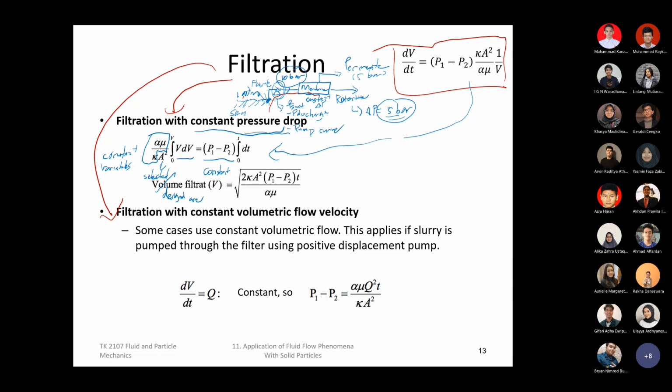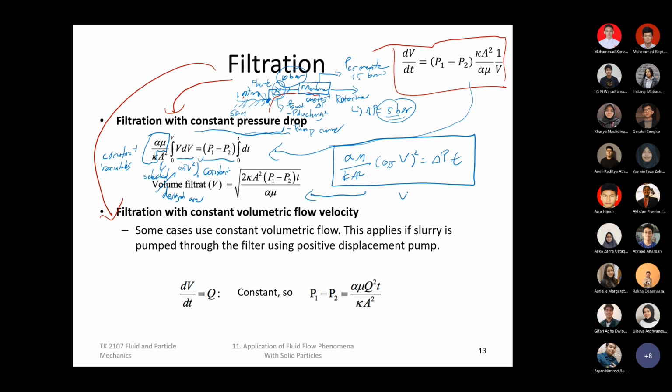So you may have a function of volume as time. Why? Because integral V dV now becomes 0.5 V square from 0 to V. So now the correlation becomes alpha mu per kappa A square V square is equal to delta P time. That's the derivation.